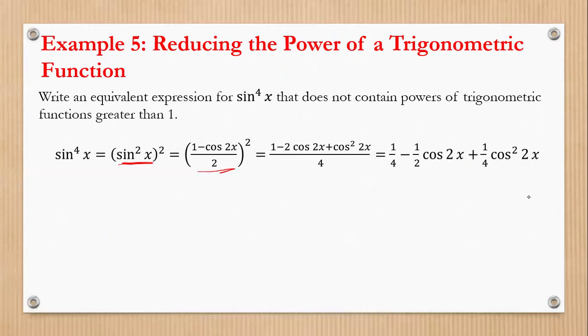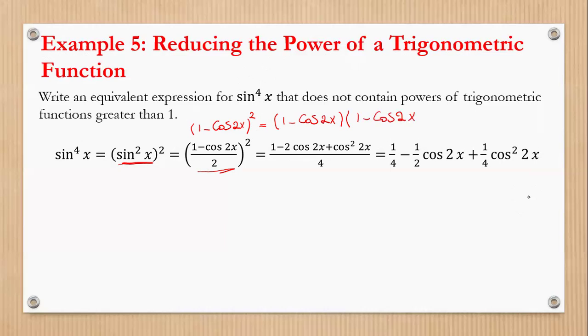If you want to square this one, you need to square the numerator and square the denominator. If you square the numerator, you have 1 minus cosine of 2x. And you need to square it. For squaring any parenthesis, you need to multiply it by itself. So you will need to write 1 minus cosine 2x times another 1 minus cosine 2x.